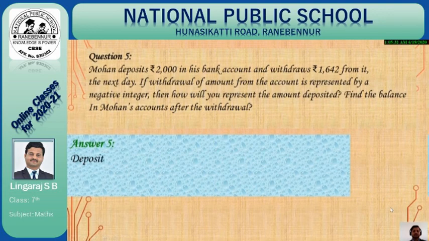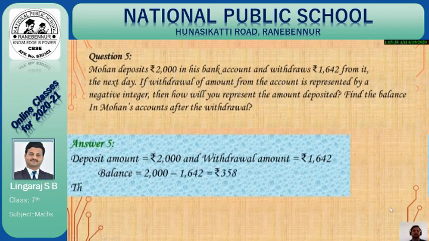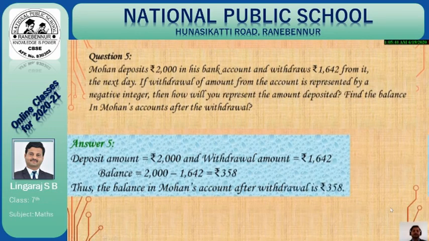So deposit amount is equal to 2000 and withdrawal is 1642. So to find the balance, we have to subtract the withdrawal from the deposit. So deposit 2000 minus withdrawal 1642. So the difference is 358. Thus the balance in Mohan's account after the withdrawal is 358.